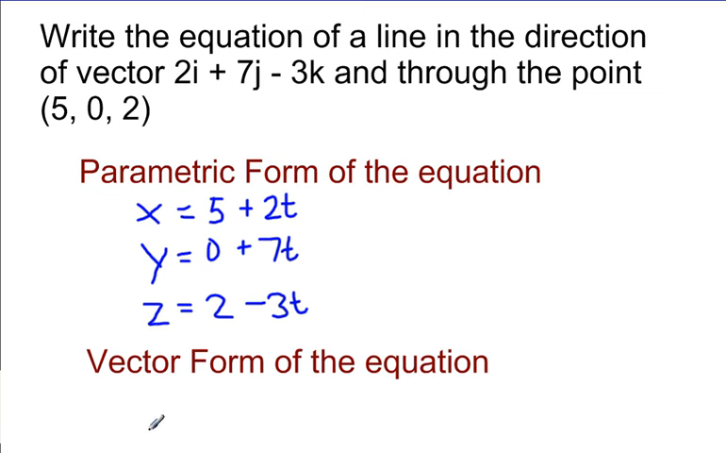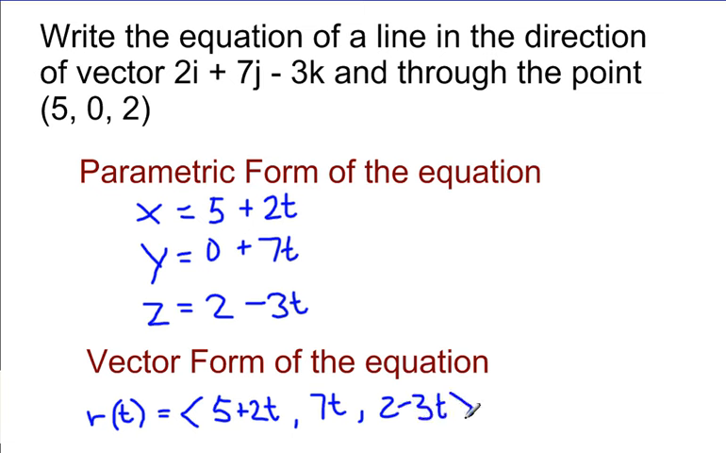Now we can take that same equation and we can write it in what's known as vector form. We're going to use the letter r of t to represent this. And in vector form, this is going to look like this. We're going to use the pointy parentheses as we do in vectors. And for the x component, we're going to write a formula, 5 plus 2t. For the y component, 7t. And for the z component, 2 minus 3t.